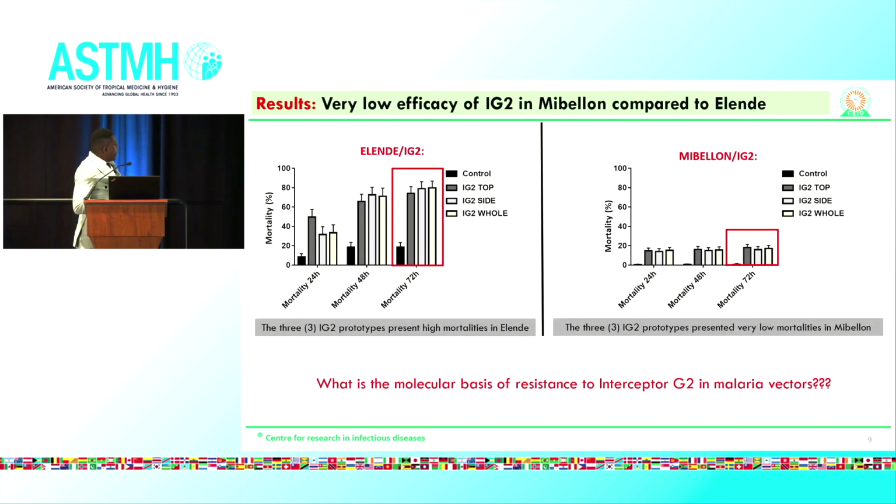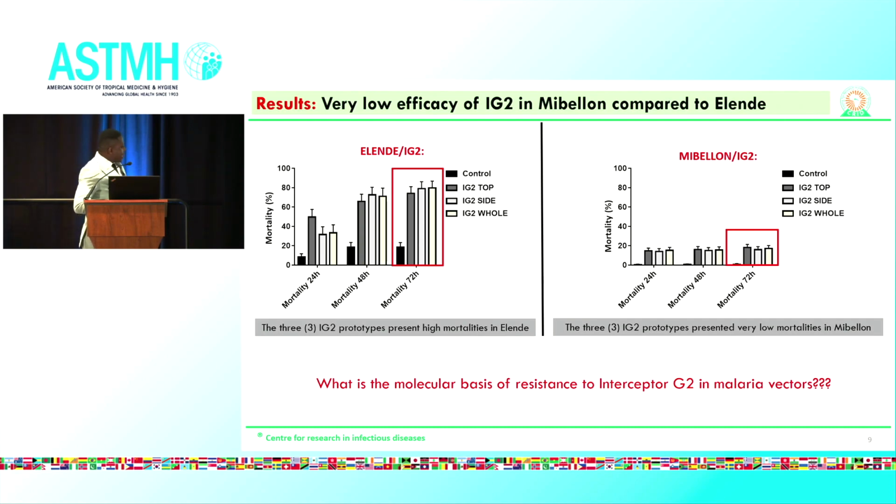But surprisingly, we conducted the same trial in Nebelong. As I said earlier, this is a location with a very high level of resistance to pyrethroids. And you can see here the level of mortality to Interceptor G2, where you compare various prototypes of IG2, with the product on the whole net, on the sides and on top. So for all the various combinations, we are having very low mortality compared to Olenge, where the mortality was very high and consistent compared to the previous study we conducted.